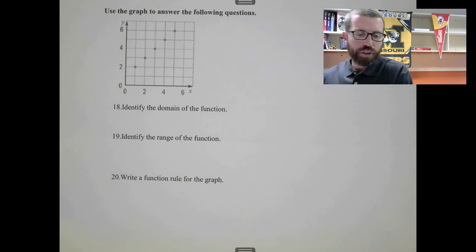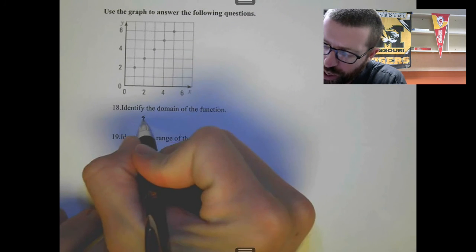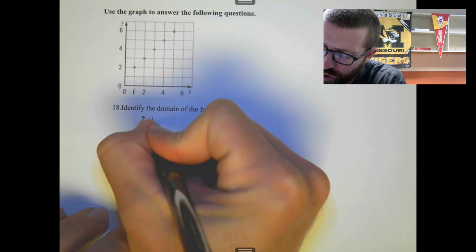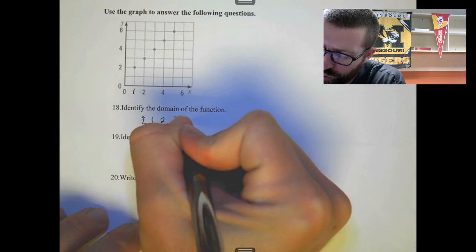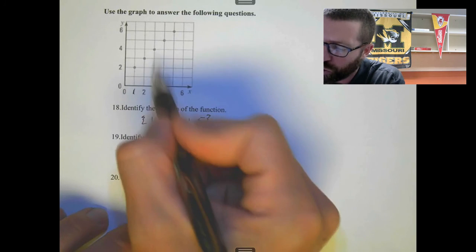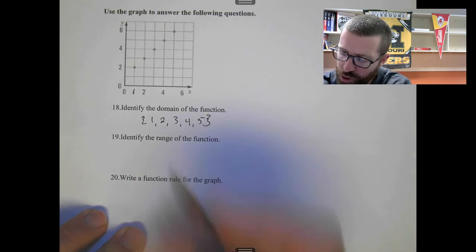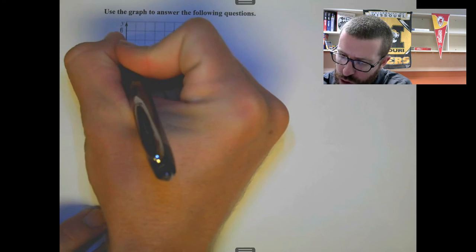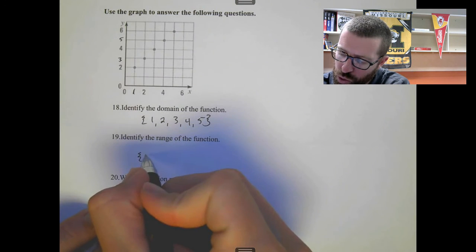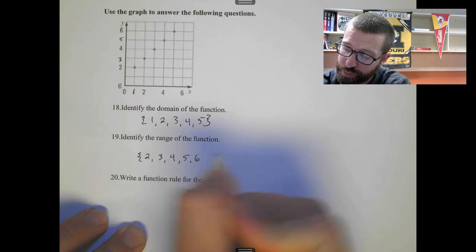Okay, so identify the domain of the function. So the domain is the x value. So this is 1 here, and then 2, 3, 4, and 5. So those are the x values that correspond to the points there. And the y values start at 2. If you need to fill those in, the outputs would be 2, 3, 4, 5, and 6.